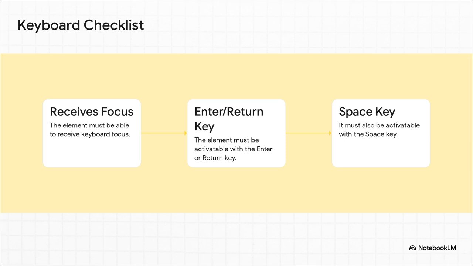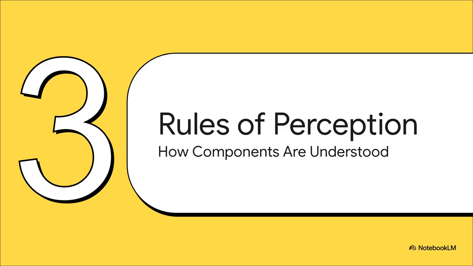Let's say you're building a custom button. You have to make sure it can get focus with the tab key, and here's the part people often forget. You have to program it to activate with both the Enter key and the Space key, just like a real HTML button does.